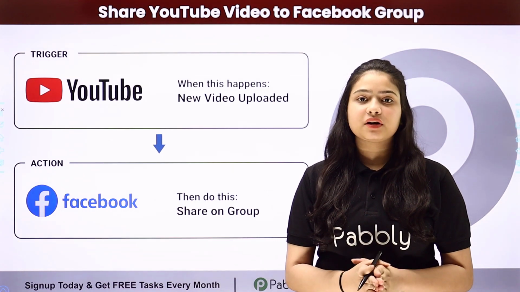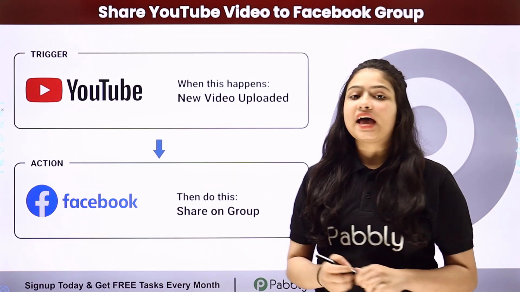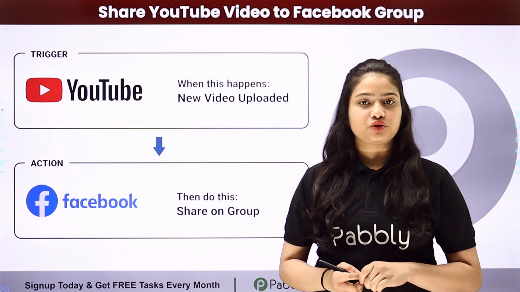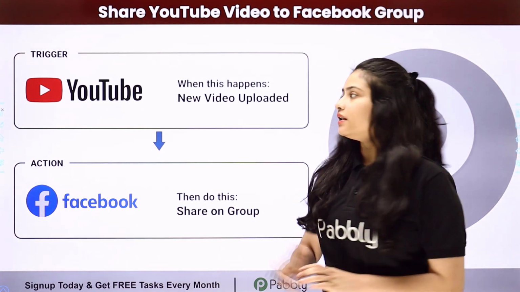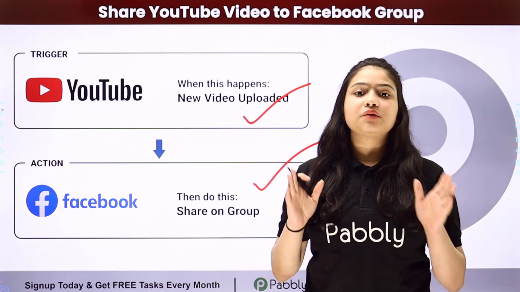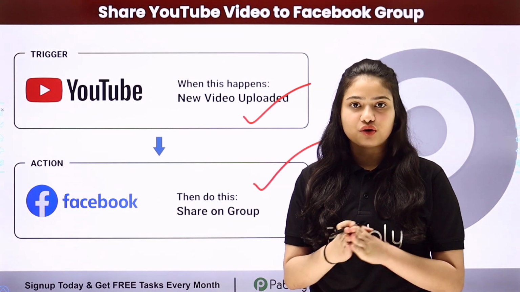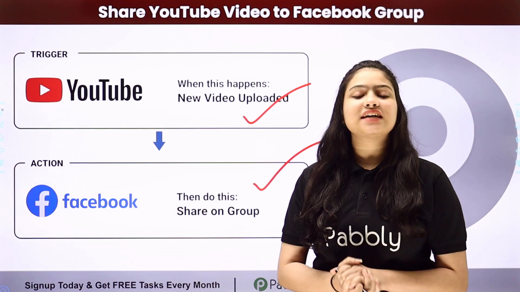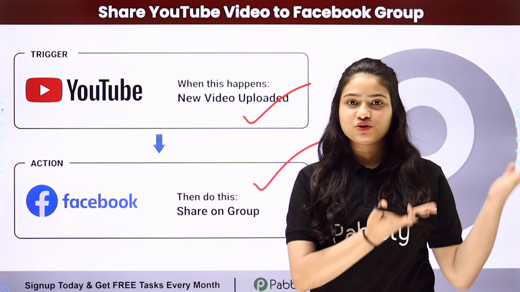For this, we will have to set up a connection between YouTube and Facebook groups, and that we are going to do without any coding or programming skills with the help of Pabbly Connect. Now here we have YouTube in our trigger and Facebook groups in our action. So we are going to connect both of them by using Pabbly Connect in order to automate this entire process. And to learn this entire automation step by step, let me take you all to my screen.